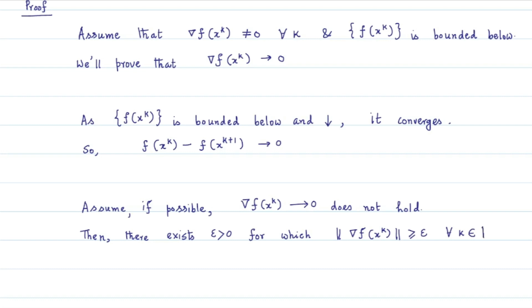Let's suppose that infinite subset of the natural number set is capital K, for which for any index small k inside that set capital K, we have this norm of gradient of f(xk) greater than or equal to epsilon. You notice that this K has to be an infinite subset of the natural number set, because if K is a finite set of natural numbers for which this norm value is greater than or equal to epsilon, then you will certainly have an index number k naught, after which this inequality is violated, and hence grad f(xk) will be converging to a null vector.